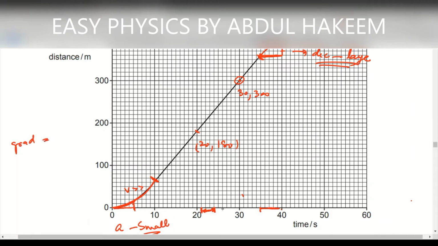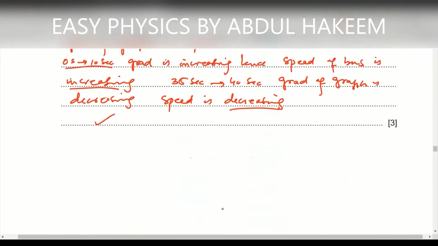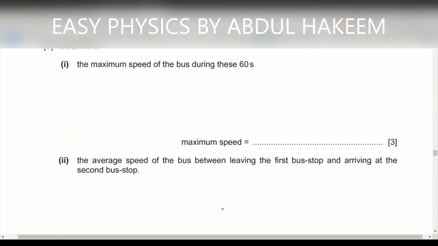So the gradient is y2 minus y1 over x2 minus x1: 300 minus 180 divided by 30 minus 20. So this is 120 divided by 10. So the answer is 12 meters per second. This is the maximum speed, and you have to show the whole calculation here. So the answer is 12 meters per second.